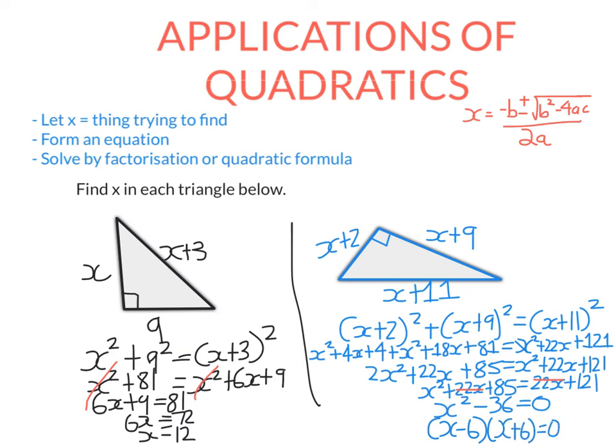So we have two possible solutions here. If x minus 6 equals 0, x equals 6. If x plus 6 equals 0, we get x equals minus 6. But because x is the length of a triangle, it can't be negative. So we reject that solution, and our final answer is 6. So this will be 8, 15, 17.